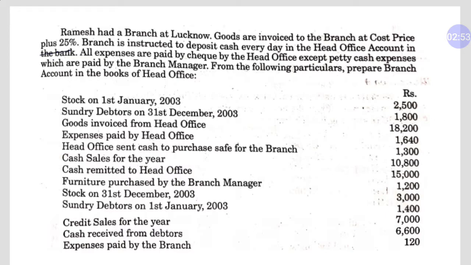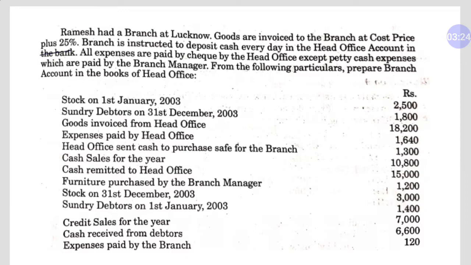Cash remitted to the head office, so this is the amount of cash which we receive from the branch, so it will take place on the credit side of the branch account as by cash. Furniture purchased by branch manager 1200. So when the furniture is purchased by the branch manager, the furniture is our asset, so at the end of the year we will have to show our asset on the credit side of the branch account as the balance of furniture.